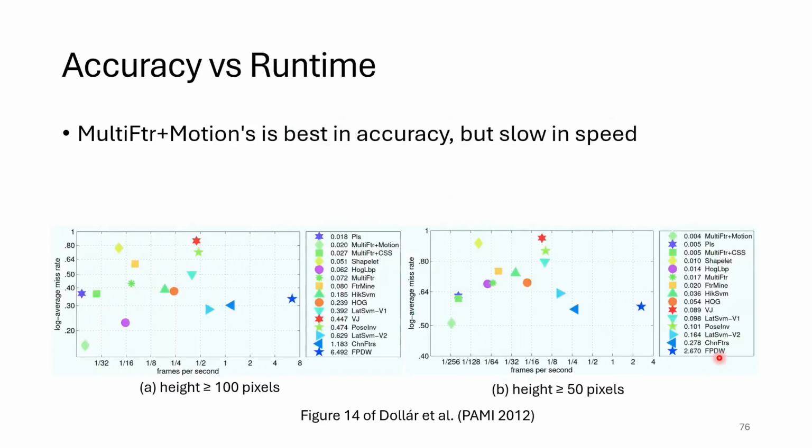However, as we said, accuracy is an important issue, but another important issue is time. They need to detect pedestrians as fast as possible. However, the best performing algorithm, this one, multi-frame plus motion, runs very, very slow. No matter whether it is the height greater than 100 pixels case or the reasonable case, it is the slowest one.